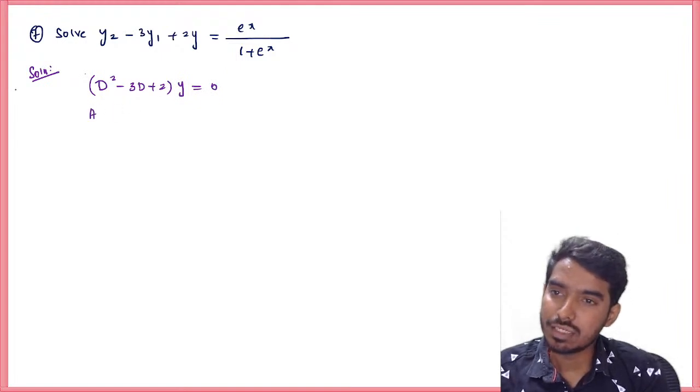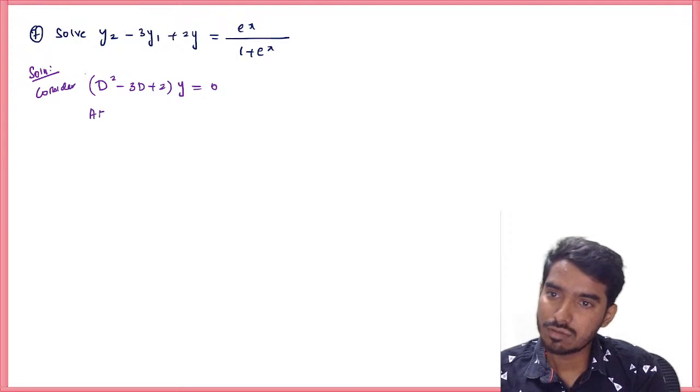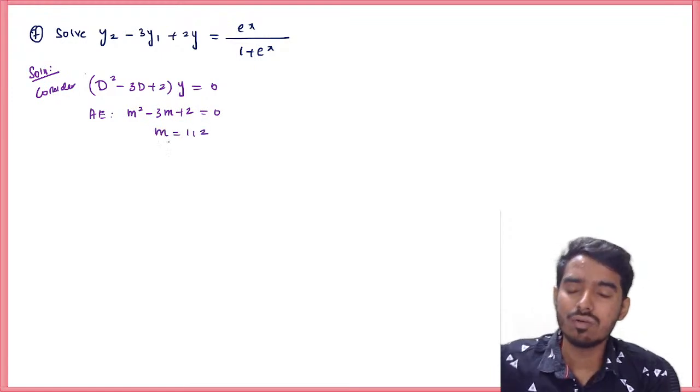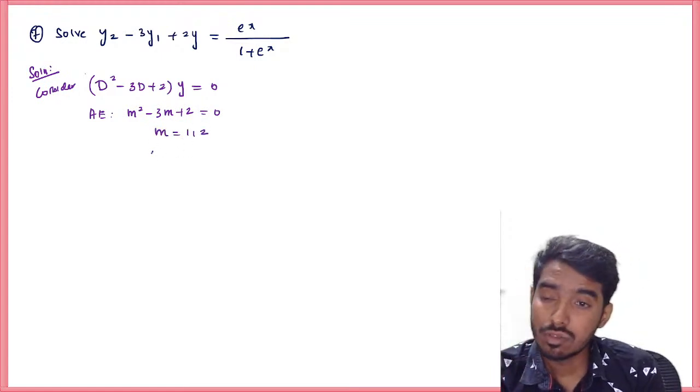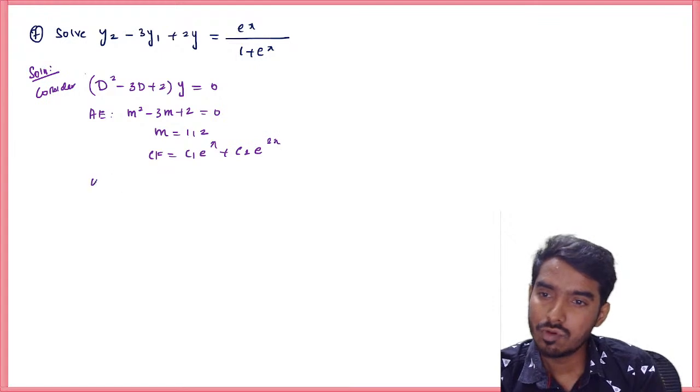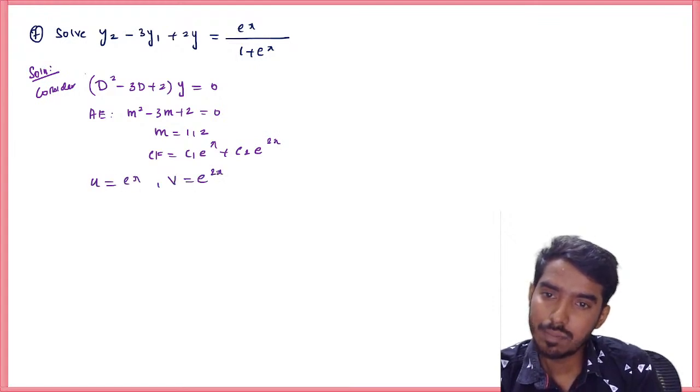Now, auxiliary equation is considered. So, what's the auxiliary equation? M square minus 3m plus 2 is equal to 0. So, solve for m, we will have 1 and 2, right? 1 and 2 are the roots for this. Therefore, your CF is C1 e power x plus C2 e power 2x. Therefore, your u is e power x, v is e power 2x.